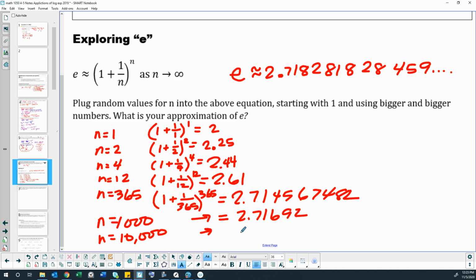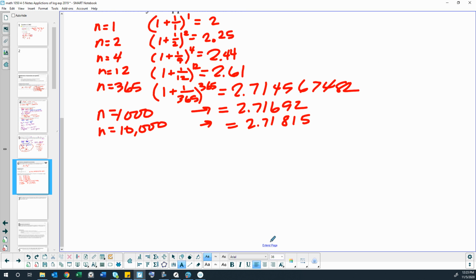So what if we add another 0 on that and do 10,000? That's 10 times as many, right? So 2.71815. Do you see how this jumped from 2 to 2.25 and then 2.44 and 2.61? Now it's not changing much anymore, even though I'm increasing n by a lot.